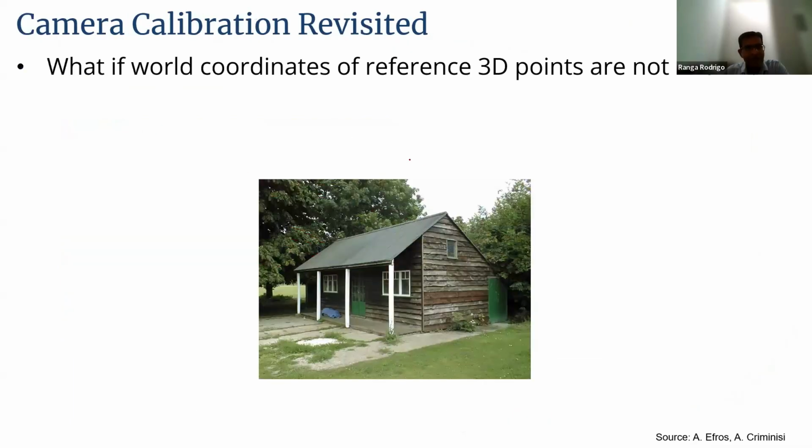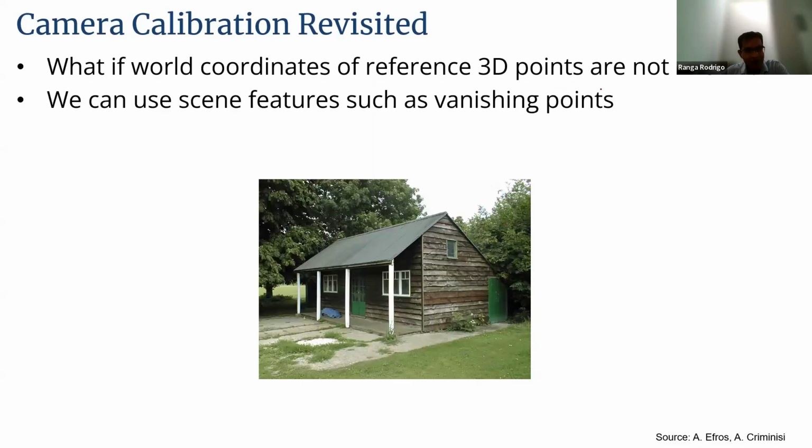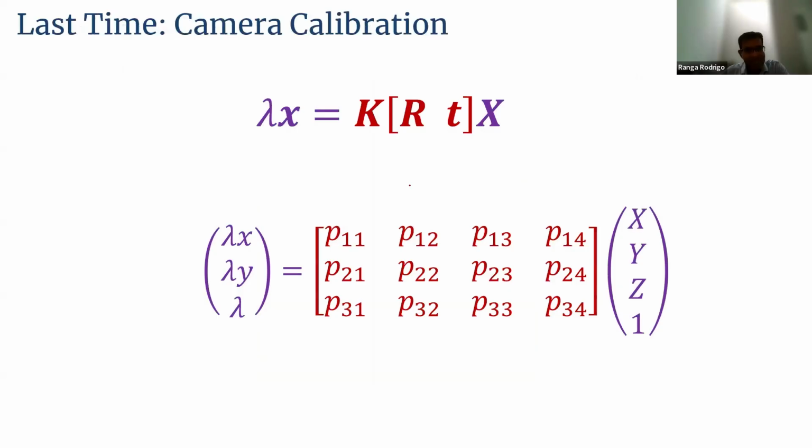So if the coordinates of the reference 3D points are not known, we can use the scene features such as vanishing points to estimate something about the cameras. So what are those things? Before that, we looked at the cameras last time. So we know that this is the intrinsic camera calibration matrix. It is a 3 by 3 matrix, and this was done 2 weeks ago.